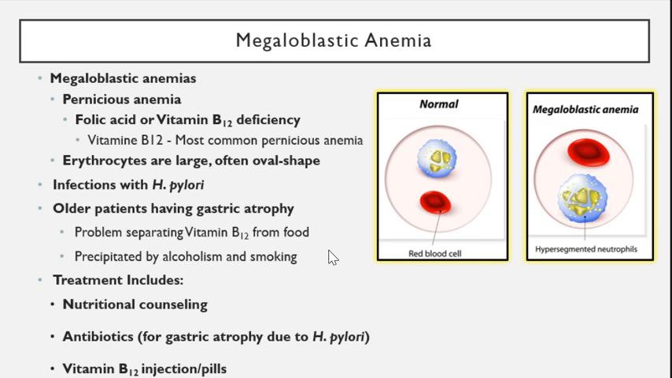It's also correlated with Helicobacter pylori infections, and older patients having gastric atrophy. With gastric atrophy, right, your digestive system is atrophying. It's decreasing in its ability, so you're not absorbing those really important minerals that lead to red blood cell development. It's not necessarily your muscles.